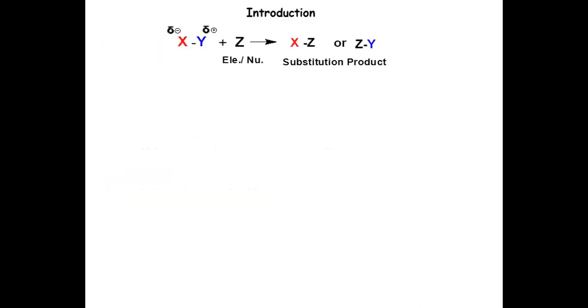So let us understand now, when we talk about any reaction, generally it has some reactant, some reagent, and you get a product. Now there are 4 types of reactions. We know that they are substitution reactions, elimination reactions, addition reactions, and rearrangement reactions. Since we are going to talk about substitution, we'll discuss it first.